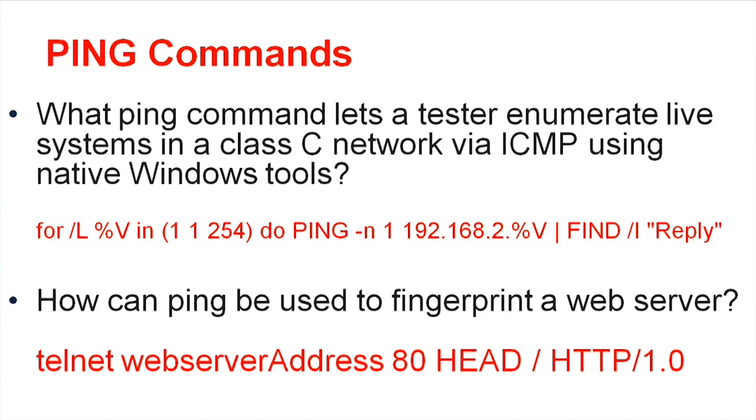And the second one you need to be aware of is how can ping be used to fingerprint a web server? So you would telnet to the web server address, port 80, and then you would type head / http 1.0. This will trigger the web server into returning the page, and then you're going to get the banner on the server, and that's what this one's about. The other one above is just going to issue the ping command, so you can see the for and the do, and then the actual command that it's going to fire off.